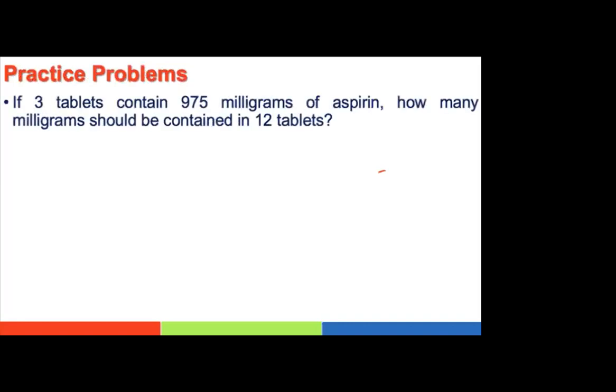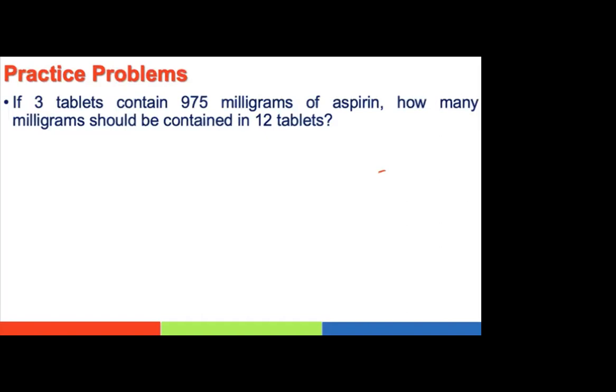On ratio and proportion method. Madali lang ito. 3 tablets contain 975 milligrams of aspirin. How many milligrams should be contained in 12 tablets? Pagtapatin nyo yung parehong mga units. Okay? So, pwedeng ang numerator mo, 3 tablets. Ang denominator mo is 975 milligrams or vice versa. It's up to you kung anong i-assign mo as A, as B, as C, as D. Basta parehong unit magkatapat.